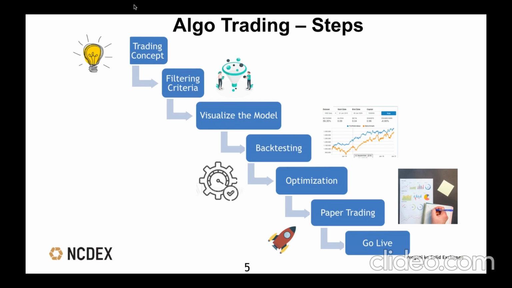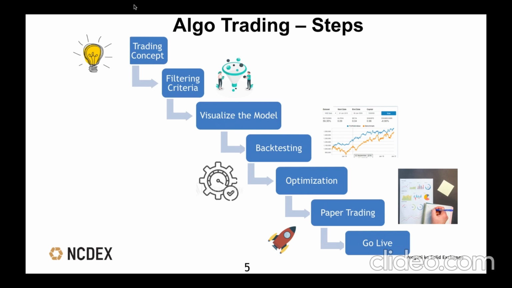Next thing is visualize the model. So let us say we have the idea in place. We have decided which particular segment we need to implement that idea. But for doing the backtesting, we need to develop the algorithm, and it takes a lot of time and resources to accomplish that task. So before we go for backtesting, we can do the high level testing, that is visualizing the model.